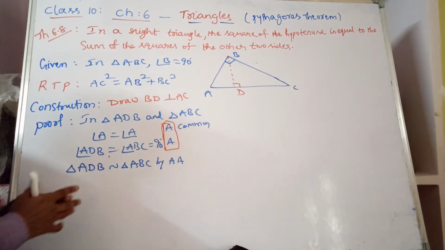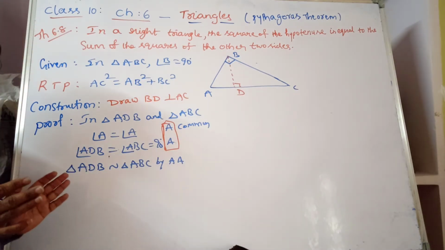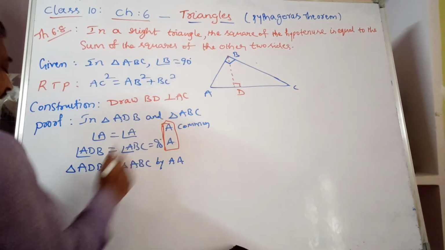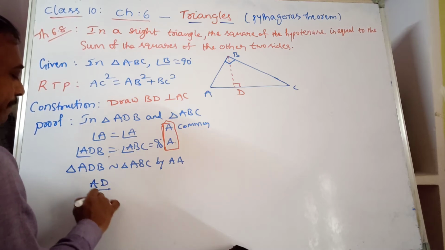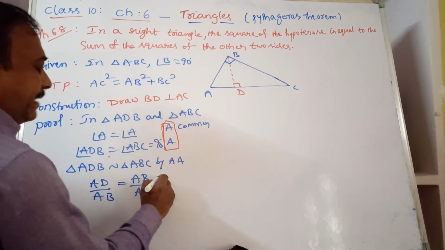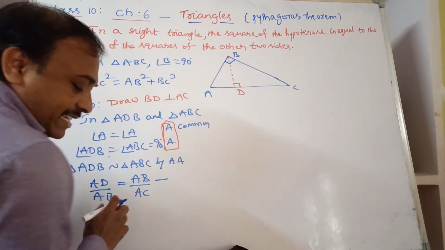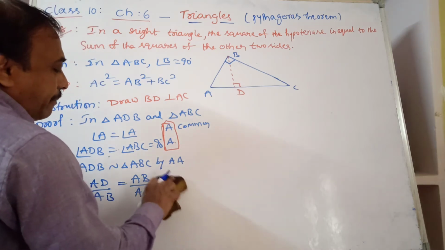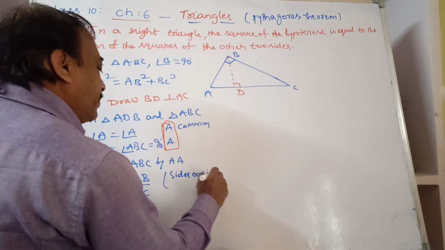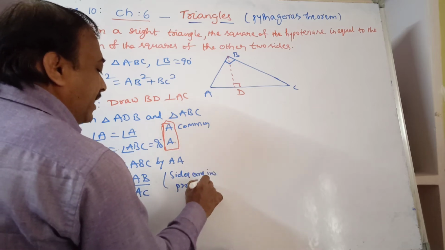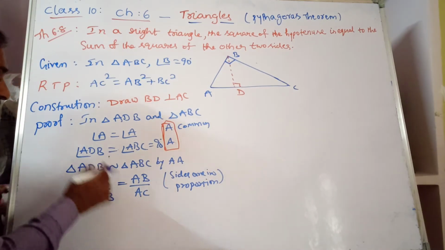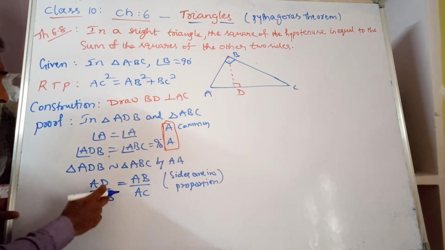Now once the triangles are similar, we know that their corresponding sides are in proportion. So corresponding sides: AD by AB is equal to AB by AC. This is because the sides are in proportion. Why are the sides in proportion? Because the triangles are similar. Now from this, just cross multiplication, AB into AB.